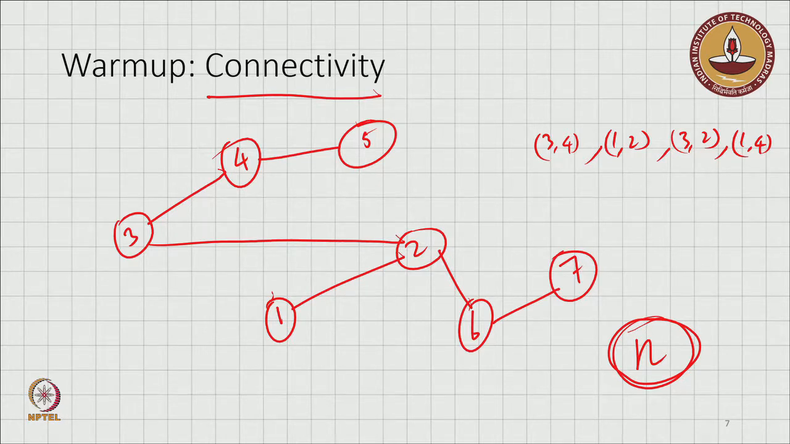So in this case, if n is always known to us, the moment we create a tree on n vertices, we can terminate at that point itself.